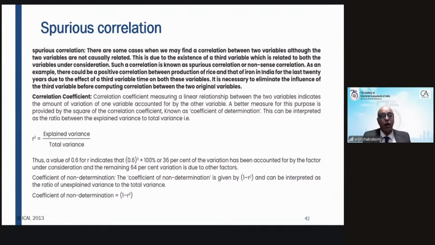shown as r square. That is, squaring the correlation coefficient gives us the coefficient of determination. What is that? That basically shows explained variance, the ratio of explained variance divided by total variance, right?